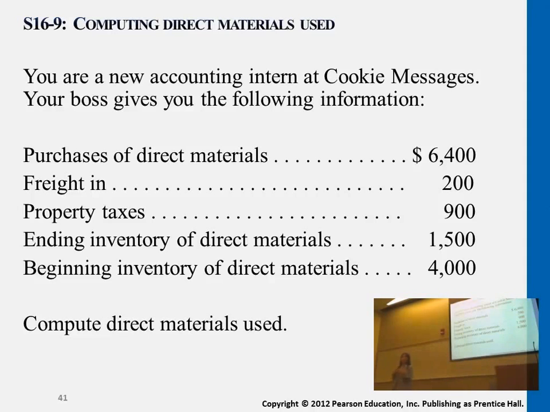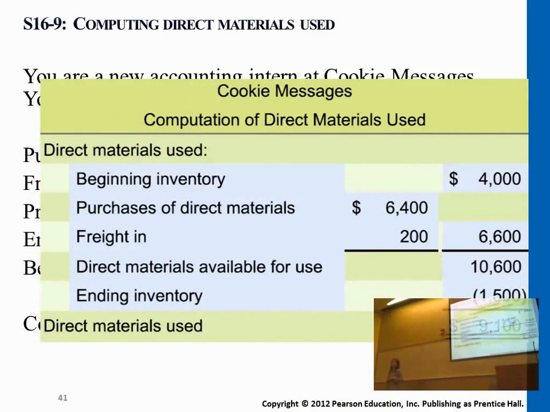Again, try to tell me how you get to this. You take 4,000 plus 6,400 plus 200 minus the ending. Okay, good. That sounds right. We use beginning inventory first, $4,000. This is carried on from last year, the leftover materials from last period. We made new purchases, $6,400. And then it comes with freight charges, $200. And we compare those numbers, the available materials against what's left at the end of the year, which will give us the total direct materials used, $91 worth of direct materials.